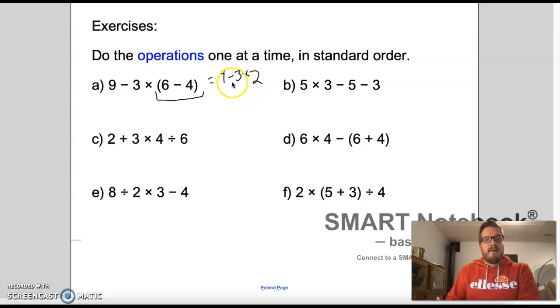Now I've still got a subtraction and a multiplication. And so I do that multiplication first. So that's 9 minus 6. And then that's going to equal 3. Notice I've got 3 lines of calculation.